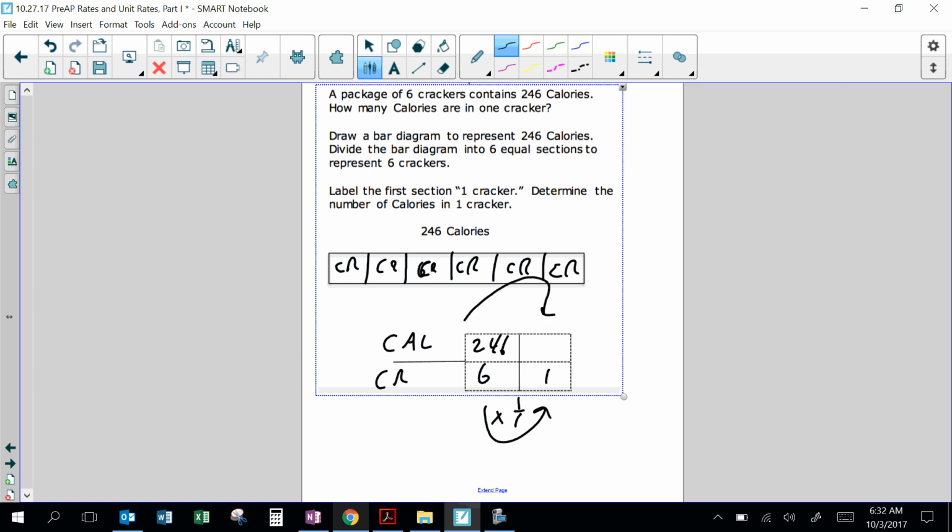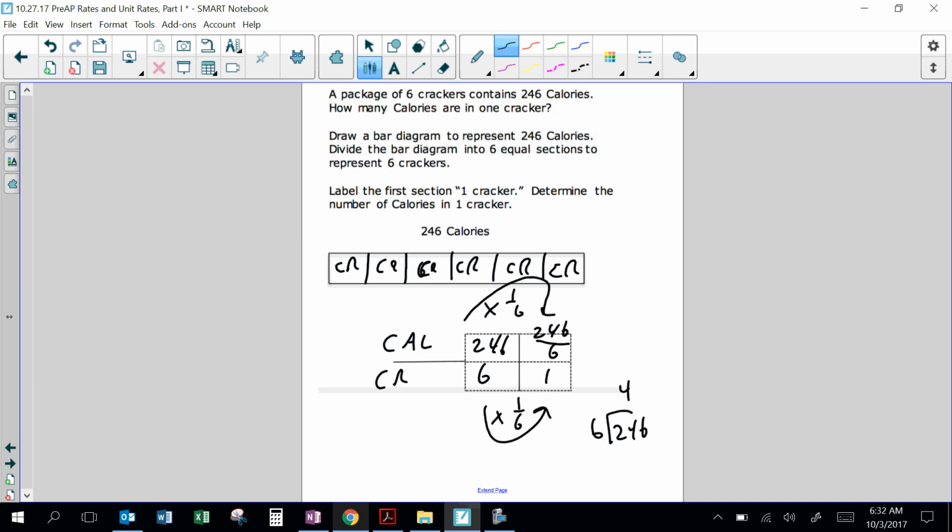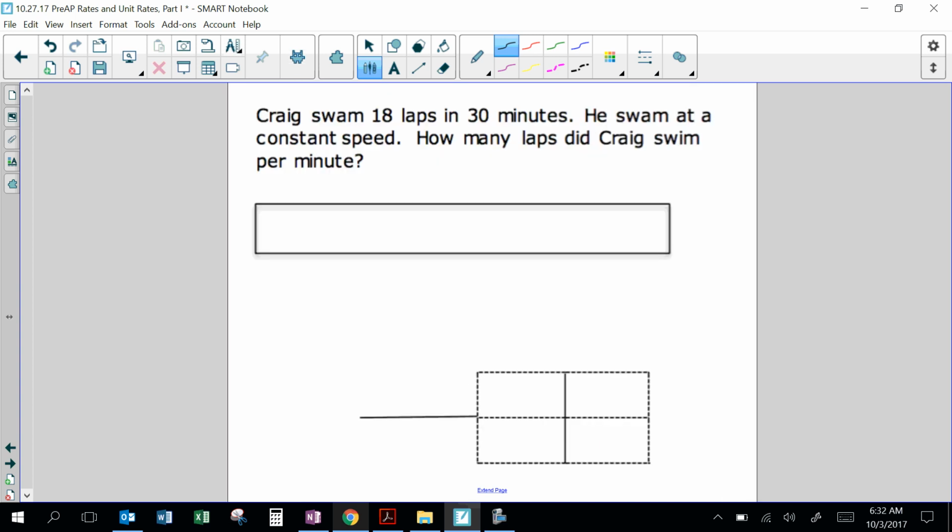Times 1/6. Can you break it down from 6 to 1? Divide by 6 or multiply by 1/6. So what is 246 times 1/6? It's 246/6. And how many 6's go into 246? It goes in 4 times. Can 6 go in 6? 1 time. So there are 41 calories for every cracker.